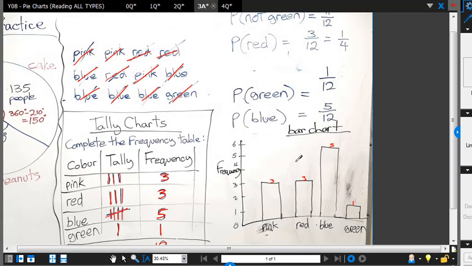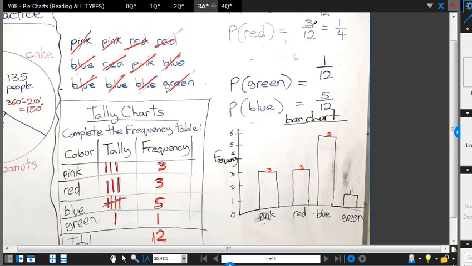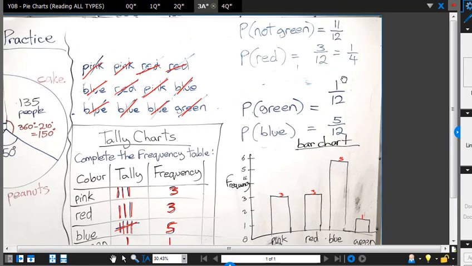Okay, so you might be asked, what's the probability of blue? So it's obviously 5 over 12. The probability is the number of the category that you're looking for divided by the total. So we have 5 blue divided by 12. 5 out of 12. Probability of choosing green, if I was just to choose at random, 1 out of 12. Probability of red is 3 out of 12, which simplified is 1 out of 4.